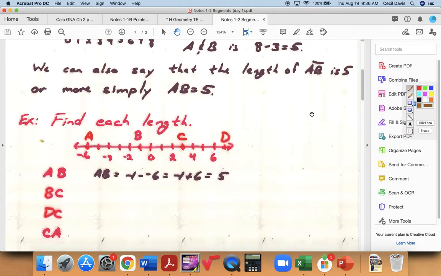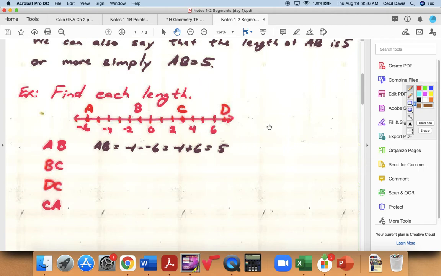Let's do some examples. Here on this number line, I've indicated several points, and we're going to find the lengths. So for AB, A is at -6, B is at -1. We're always going to take the larger one minus the smaller one. So the larger one is going to be the one that's further to the right on the number line, and then the smaller one will be the one that's further to the left. So for the length of AB, we'll start with B, which is at -1, minus -6.